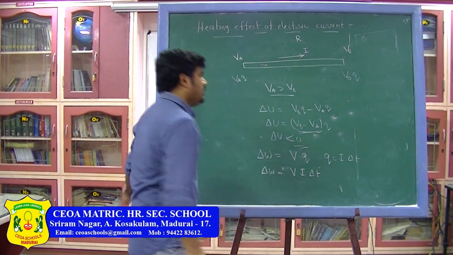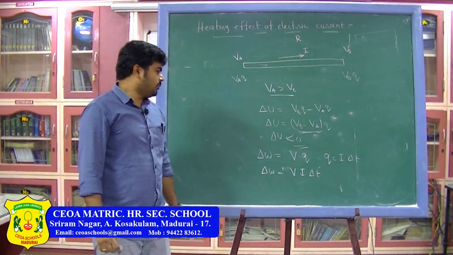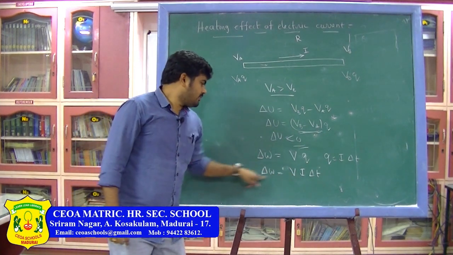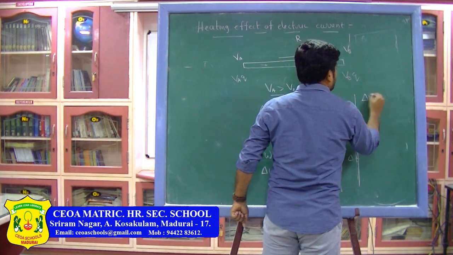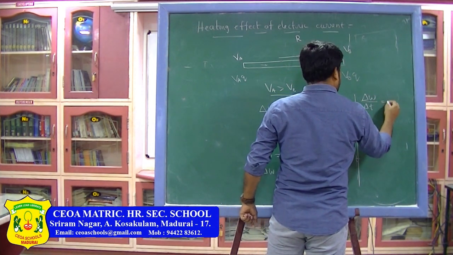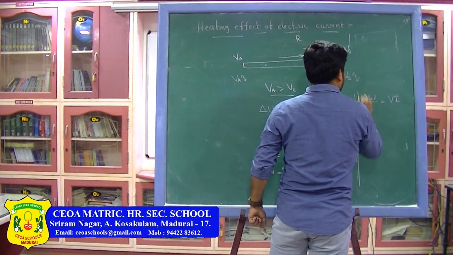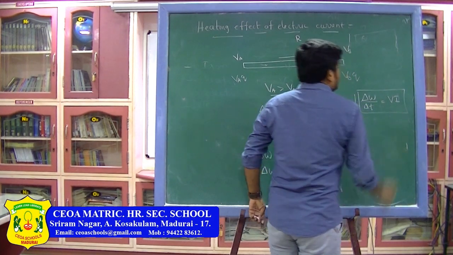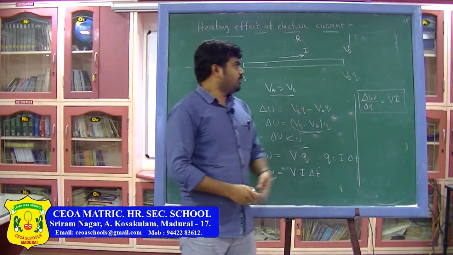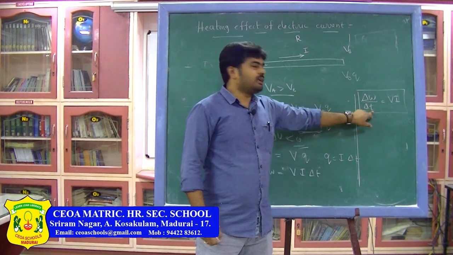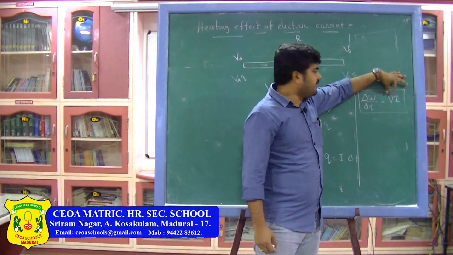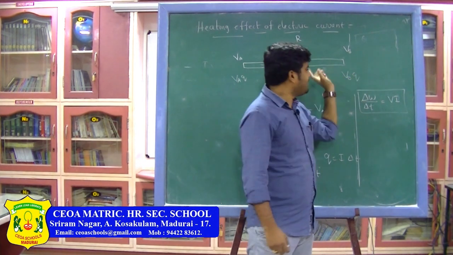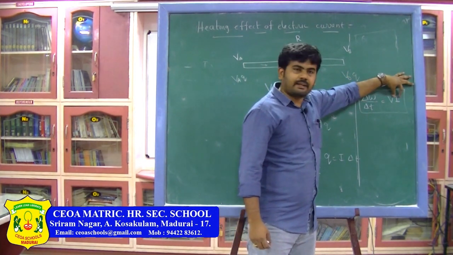We know that power is nothing but work done per unit time. So dividing both sides by the time, delta W by delta T is equal to V into I. So this is power, that is joules per second. Work done per unit time, or energy per unit time, we can call it power. So power in the electrical circuit is V into I, where V is the potential difference across the ends of the conductor and I is the electric current.